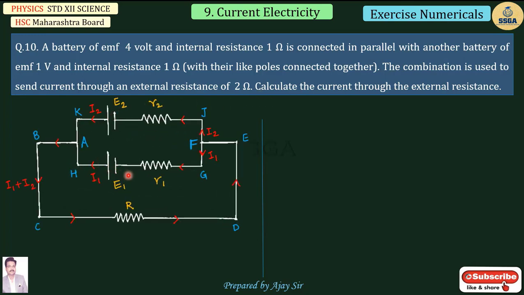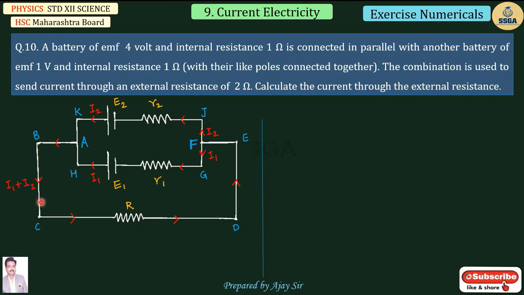So these are the two batteries. So this is E1 and E2. These are the two batteries, and R1 and R2 are the internal resistance of each. These two batteries are connected in parallel, means positive terminal is connected to positive and negative terminal is connected to negative. Then this combination is called parallel combination, and this combination is connected to the external resistance. So this is R, that is external resistance.